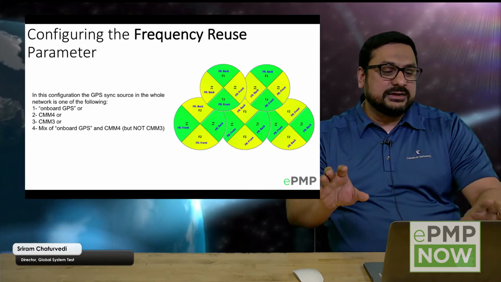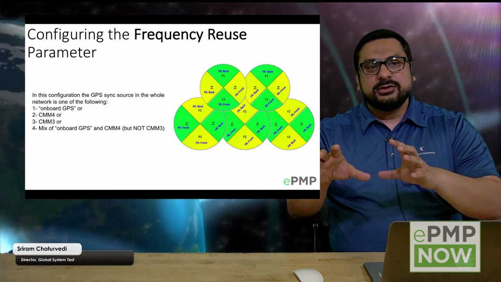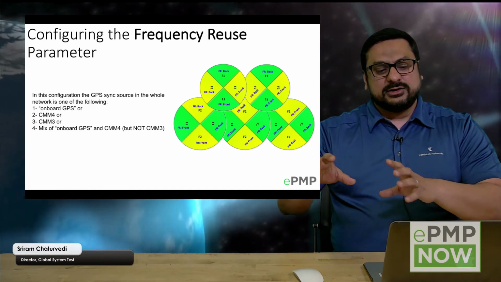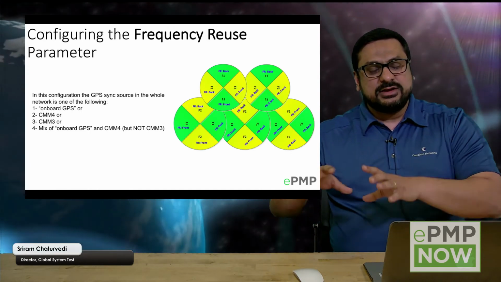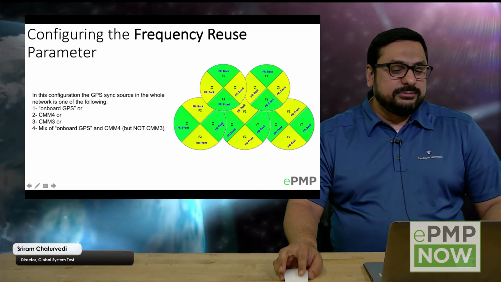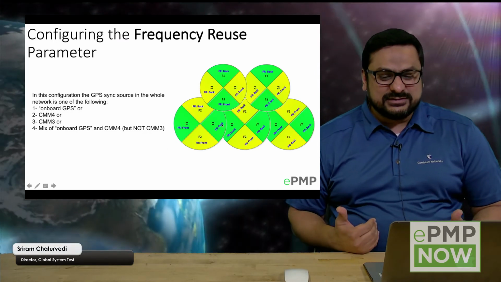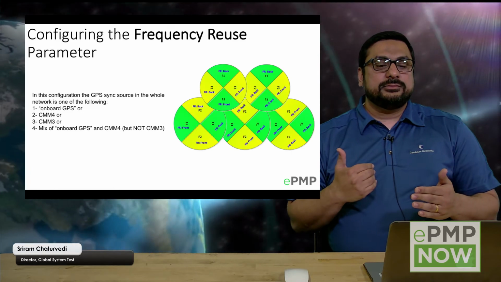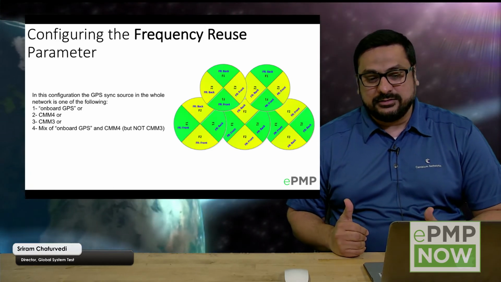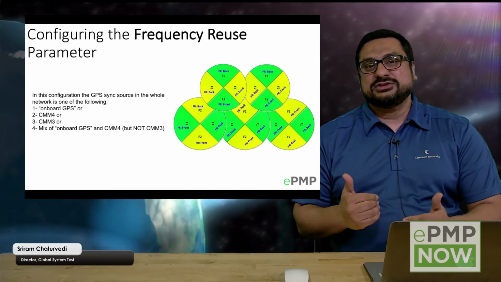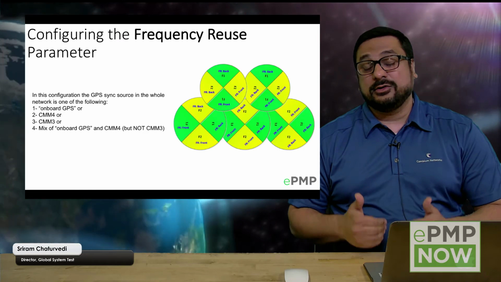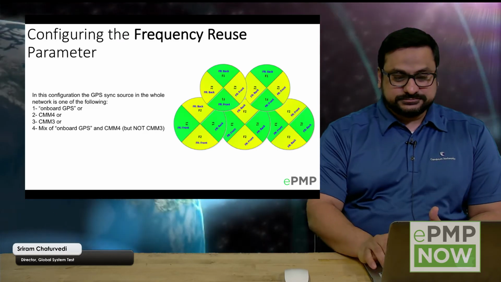You could mix and match the onboard GPS and CMM4, but as long as you're not mixing and matching them with CMM3 and you're consistently using the same sync source across your network, for 2 APs facing each other using the same frequency, try your best to have opposite settings with the frequency reuse parameter. And this will make sure these 2 APs, when they're synchronized, are not interfering or self-interfering with each other.